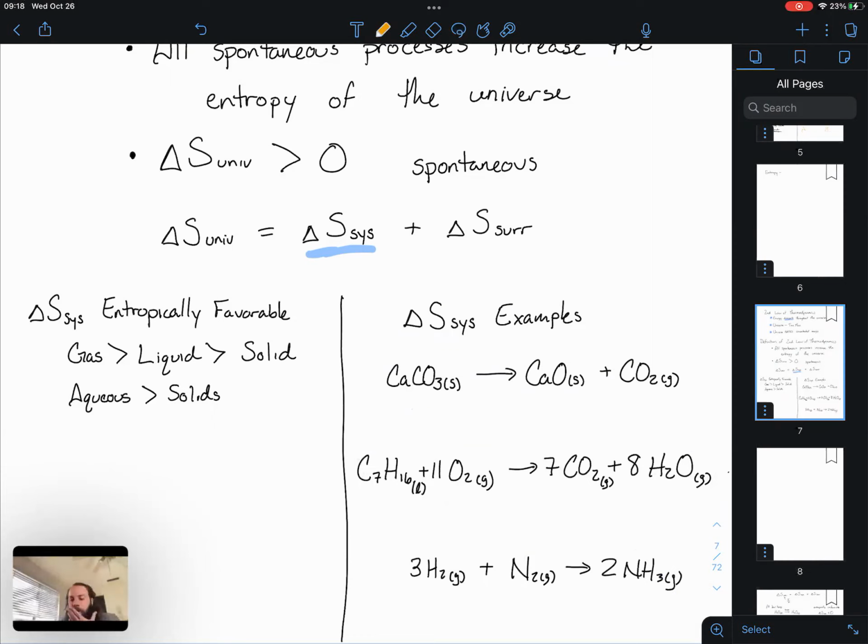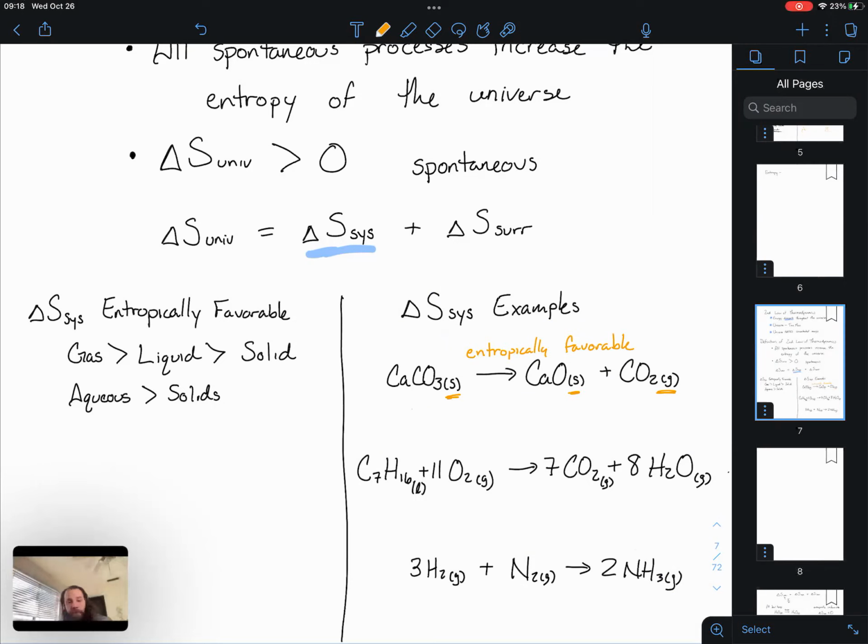All right, in this first reaction here, we go from an ordered solid to a solid, but also a gas. So this is a reaction that converts a solid to a gas. That is an entropically favorable reaction. Again, there's nothing more disordered than a gas. So now let's look at the next reaction.